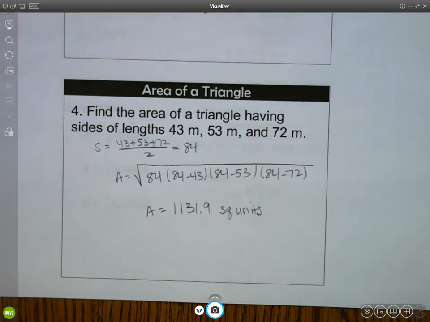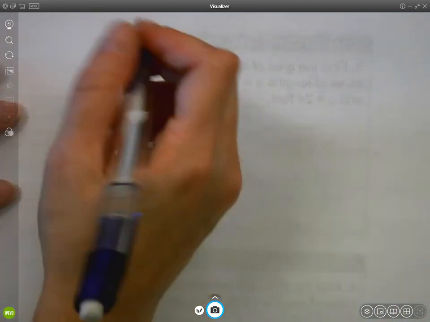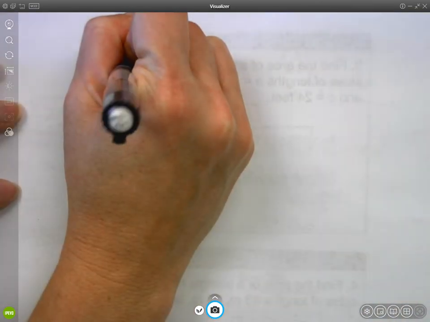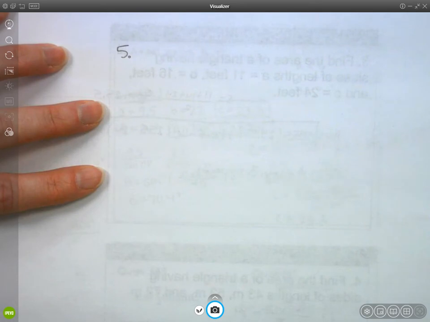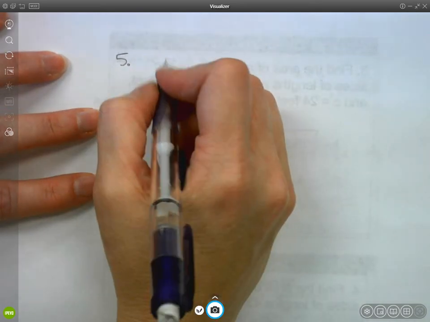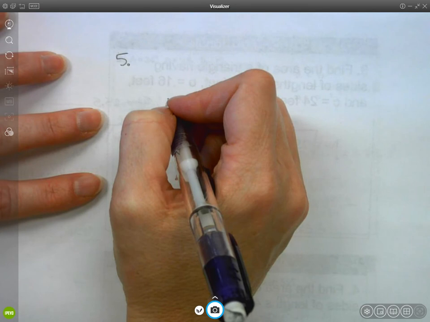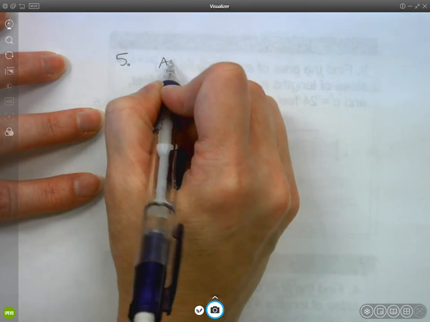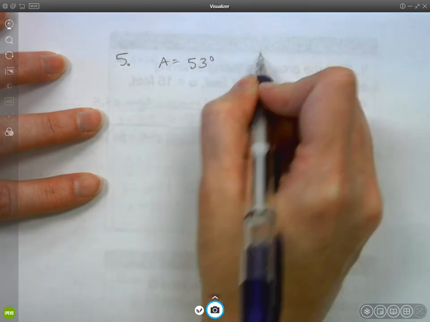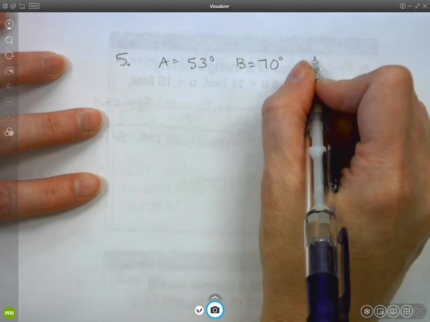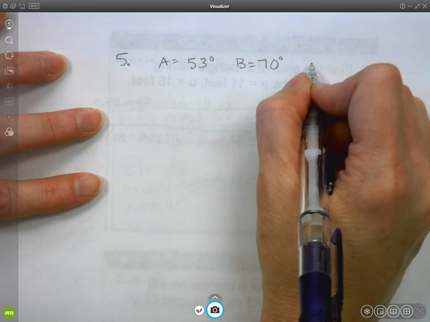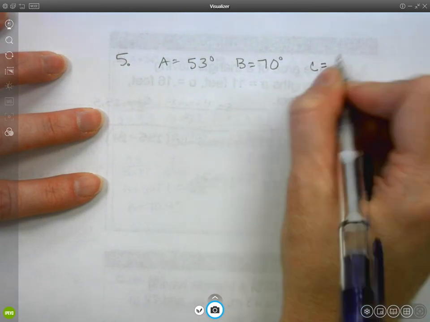Okay, since I'm not here to help you, I'm going to do one problem with you. So we'll add a number, not 4, because I know we're on that, number 5. Let's say that I give you that A is 53, B is 70, and then we'll say side C is 15.